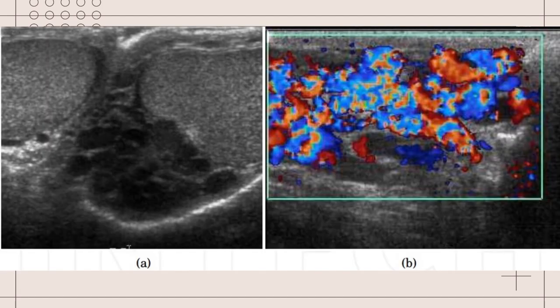Here, as you can see on the left side, we have the ultrasound. These are dilated veins in the pampiniform plexus, which are highly suggestive of varicocele. And here on the right side in image B, this is the Doppler sonography, which shows the venous reflux, which is also characteristic of the varicocele.